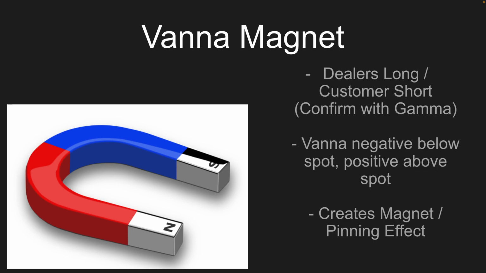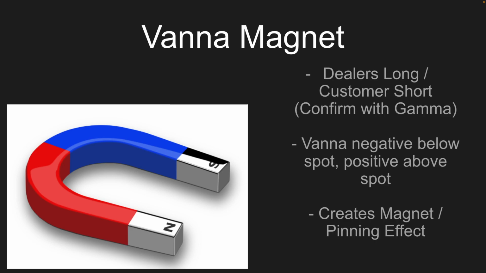And this actually creates a magnet effect, which I'll show. I mean, it creates that pinning effect that we oftentimes see. A lot of times that gets mistaken for Gamma. Gamma actually doesn't create that magnet effect. Gamma is more local to particular strikes. Vanna is the actual reason why we see price magnet or pin to certain levels.